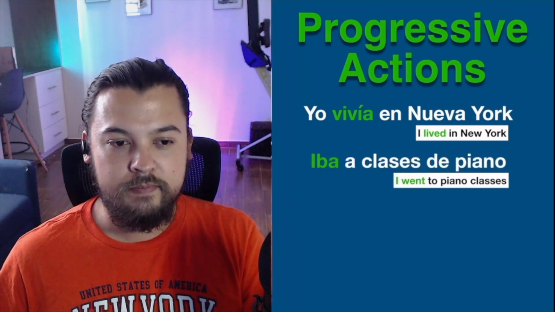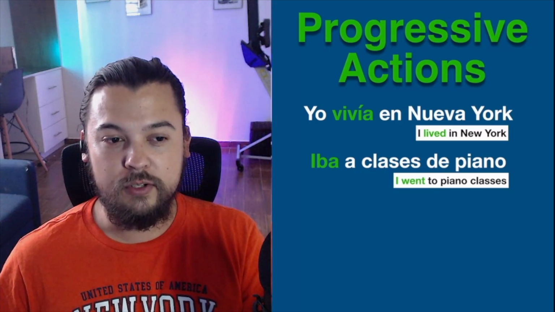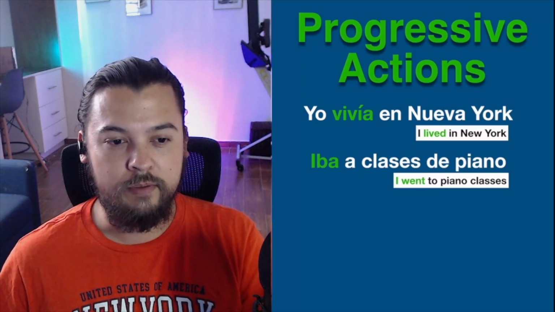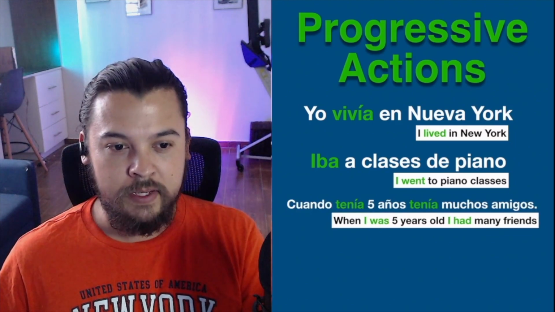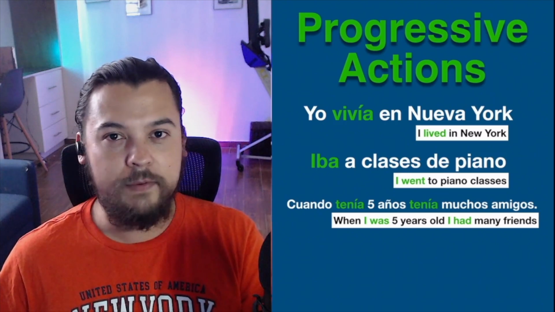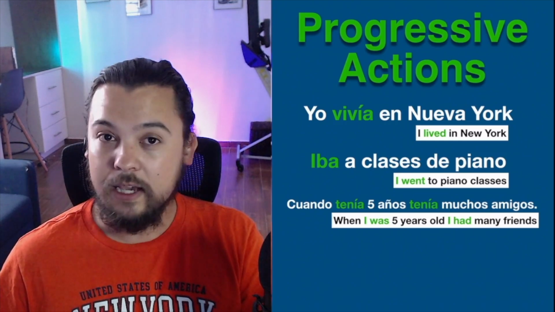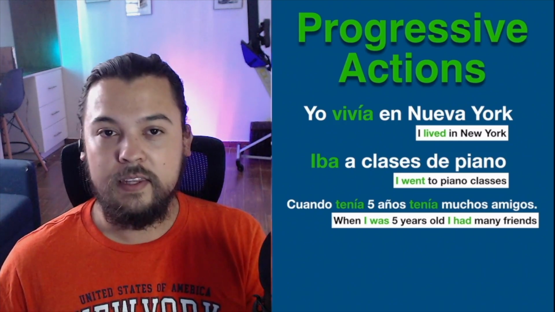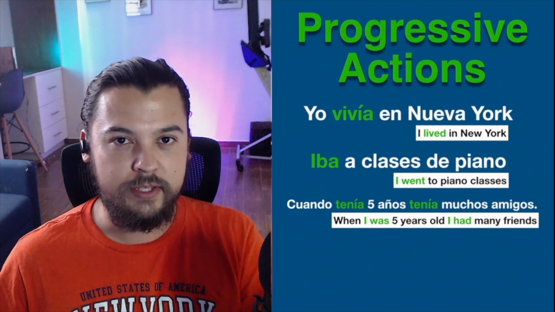Iba a clases de piano. I went to piano classes. Once again, a progressive action. You're not really talking about the movement of going to the piano classes, but you're actually talking about just the progressive action that happened at some point. Cuando tenía 5 años, tenía muchos amigos. Once again, you cannot say that tener is a conscious action. You just have your friends. In the past, you had them. You have to use imperfect. You have to use tenía. Cuando tenía 5 años, tenía muchos amigos. Tenía in the first occasion is about age. Tenía in the second one is a progressive action.